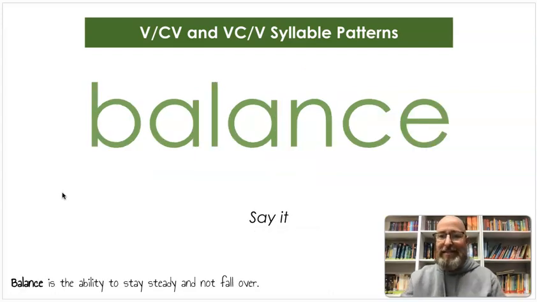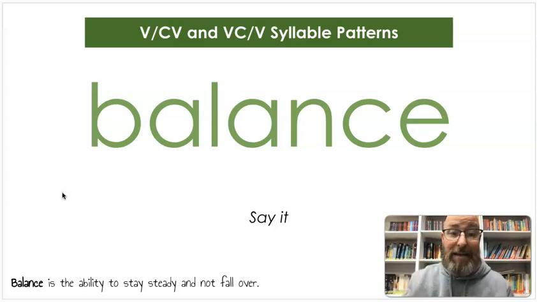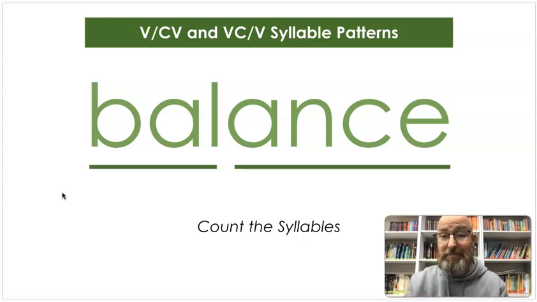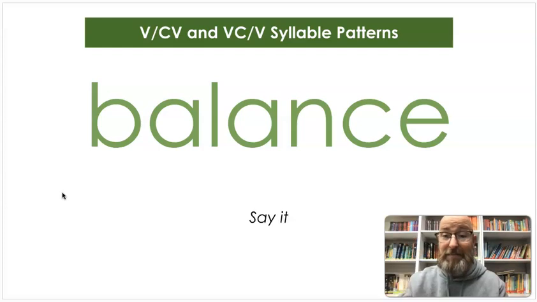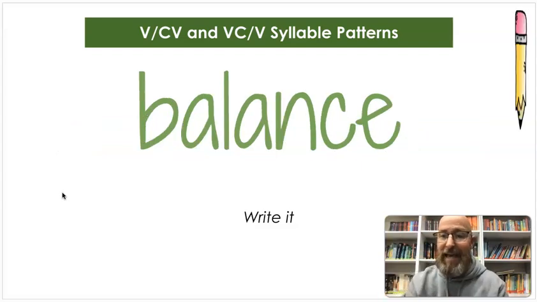Our next word is balance. Say balance. Balance is the ability to stay steady and not fall over. Count the syllables. Balance. Balance. Let's spell it. B-A-L-A-N-C-E. Balance. And let's write it.